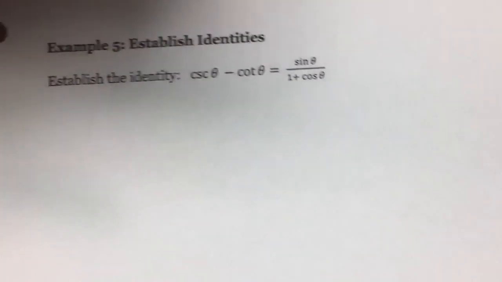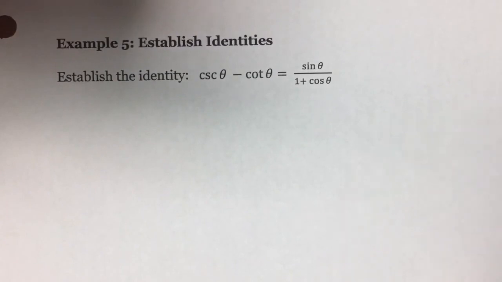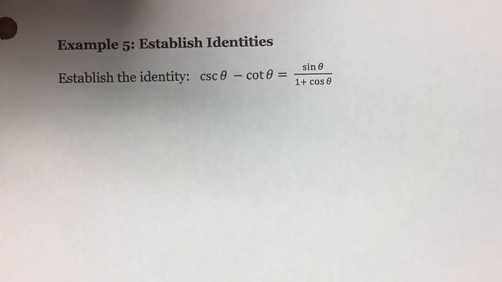All right, let's do another one. Really, the only way that you are going to be able to be successful at these identities is, first of all, make sure you know your identities and just do a bunch of examples. That's really all you're going to be able to do. Just keep doing the examples.